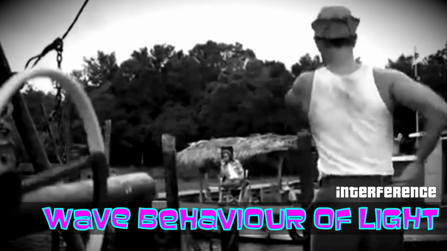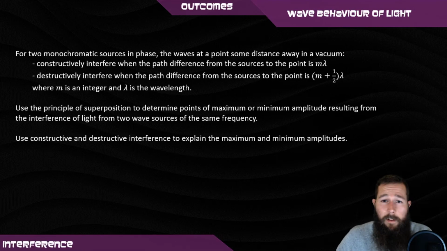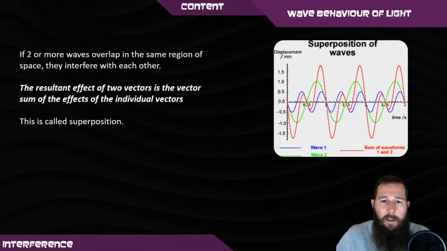Interference. In this video, we'll be looking at the interference of light when we have multiple sources. If two or more waves overlap or exist in the same space, they interfere with each other. The result is actually a vector sum of the two, and it's called superposition.